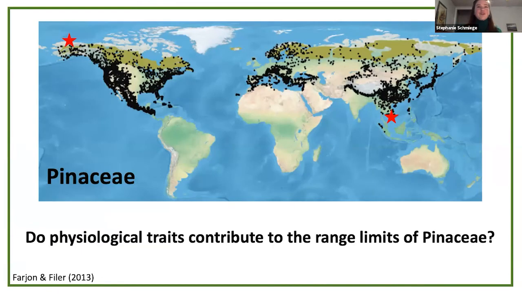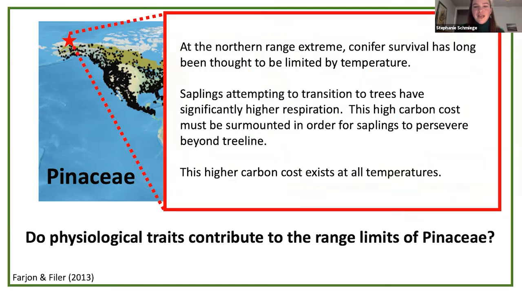With that, I'm going to return to our very first question again. Do physiological traits help us understand the range limits of pines? What do we learn at the very northern edge of our range distribution? Oftentimes we think that this environment is limited by temperature, and yet we find here that there are very significant differences in the respiration with regard to tree size, saplings having higher respiration than our trees. And this high carbon cost must be surmounted in order for saplings to persevere beyond tree line.